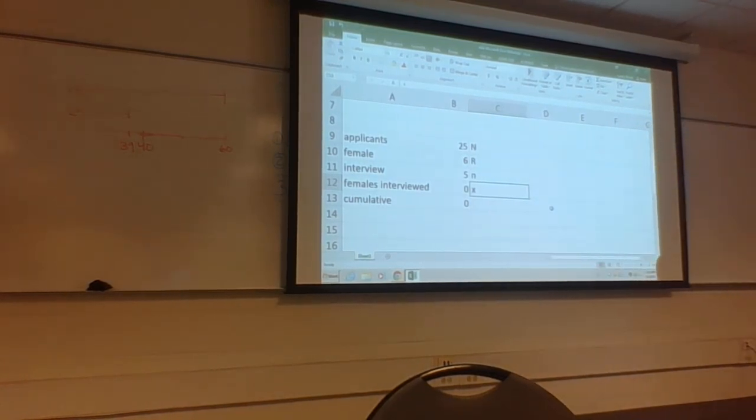As a first stage, if it's likely that that could happen by random chance, then maybe it's not sexism. If it's unlikely, then maybe it is. So let's find out how likely it is. What's the probability of X?